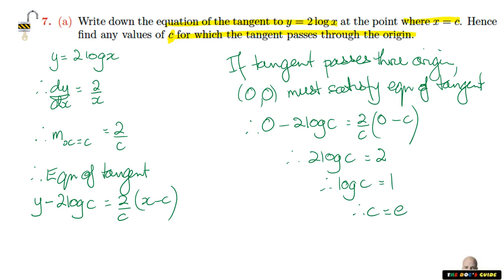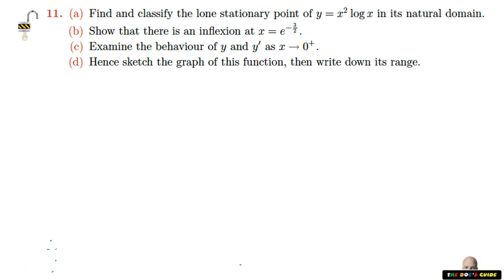And when we have it in the form log c equals 1, we use the fact that log and exponential are inverse operations, so we undo the log by taking the exponential of both sides. And we're taking the exponential, remember, to base e. So e raised to the log c gives us c, and e raised to the 1 just gives us e. So this is the value of c for which the tangent passes through the origin.